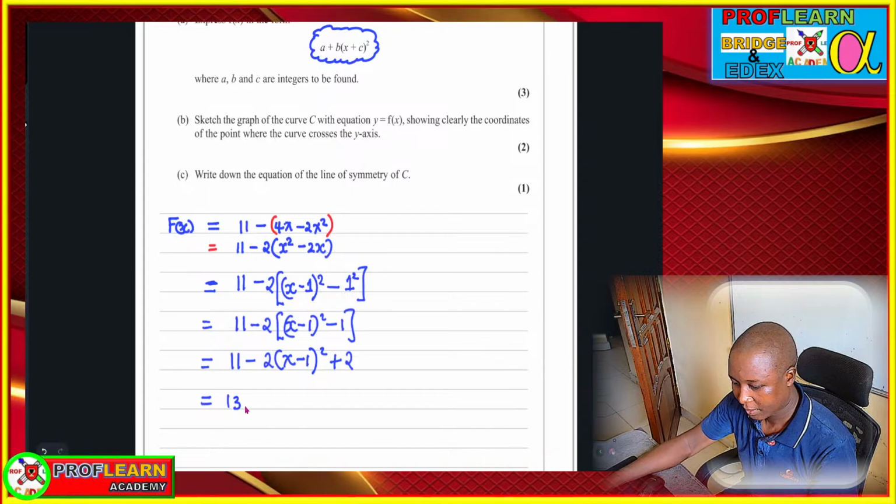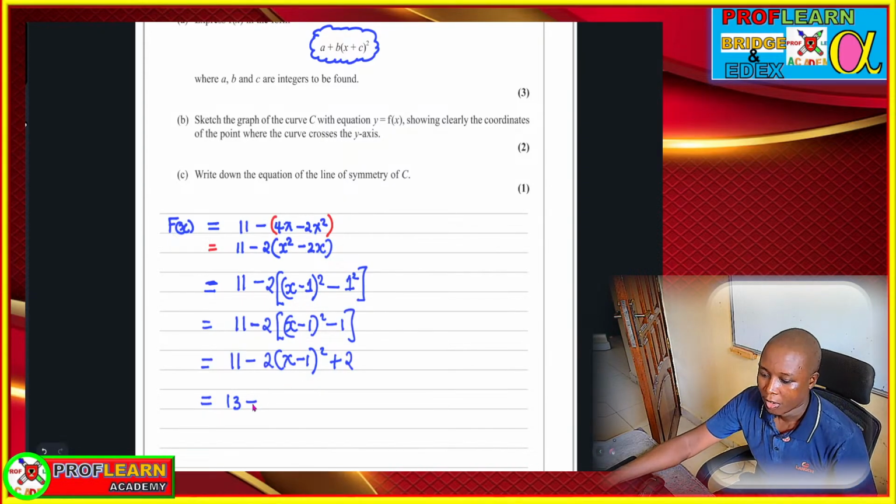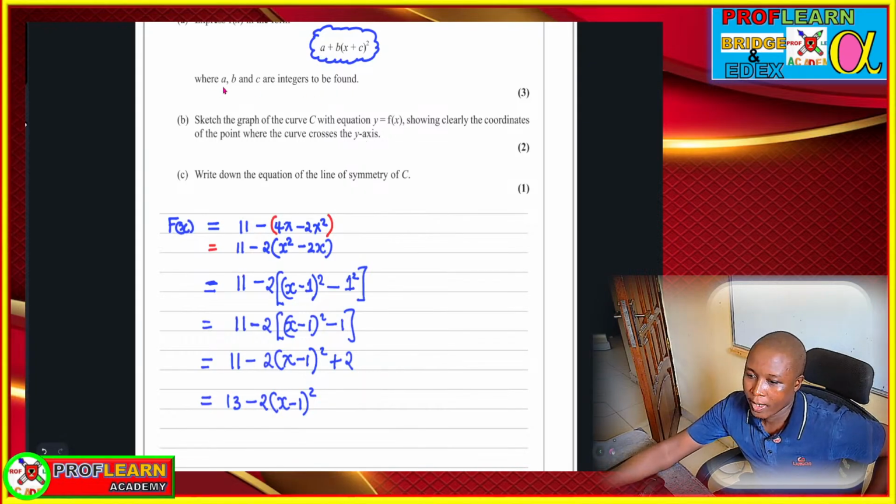13 minus, because if you multiply minus 2 times minus 1, that becomes positive 2. So it will be 13 minus 2 into x minus 1 squared. So this is the completed square, where a, b, and c are constants to be found.